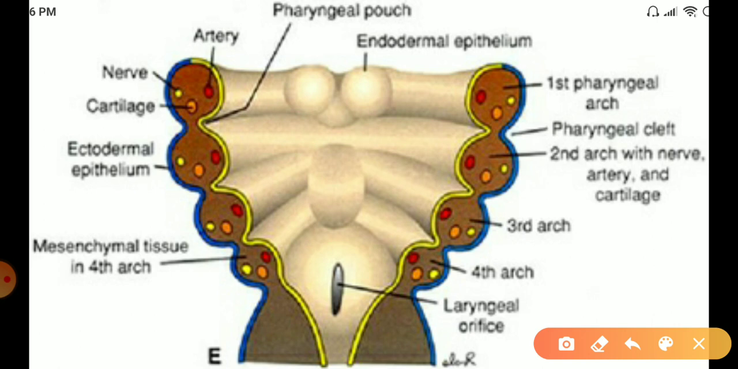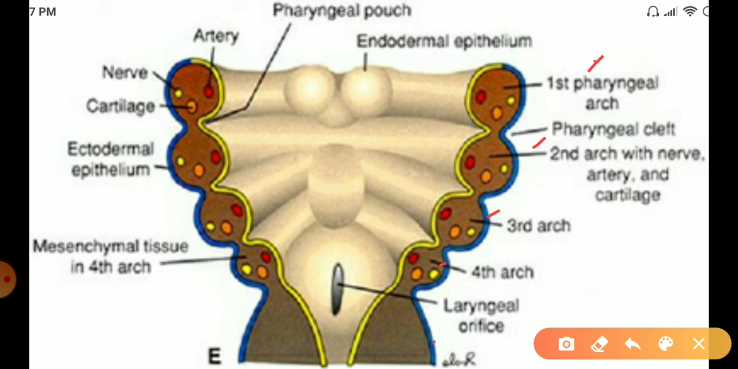Before that, we need to understand that there are different pharyngeal pouches and different structures that are formed from these pouches. There are 6 pharyngeal pouches, while the fifth one doesn't give any structure. The first, second, third, fourth and sixth pharyngeal pouches are responsible for the formation of various structures of your face and your neck.